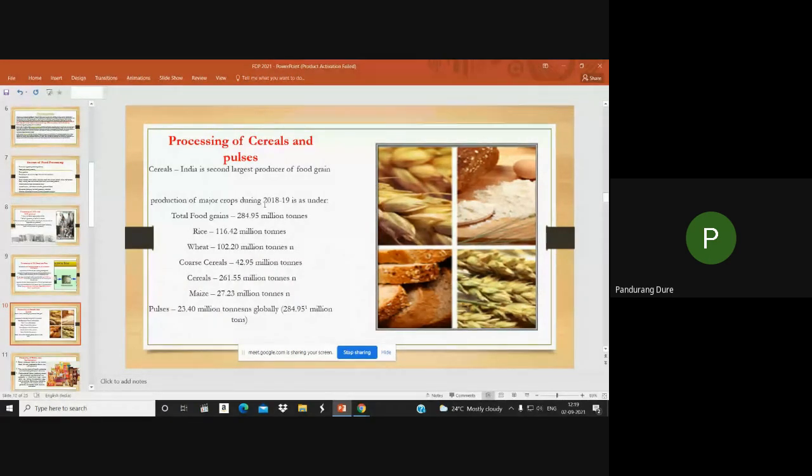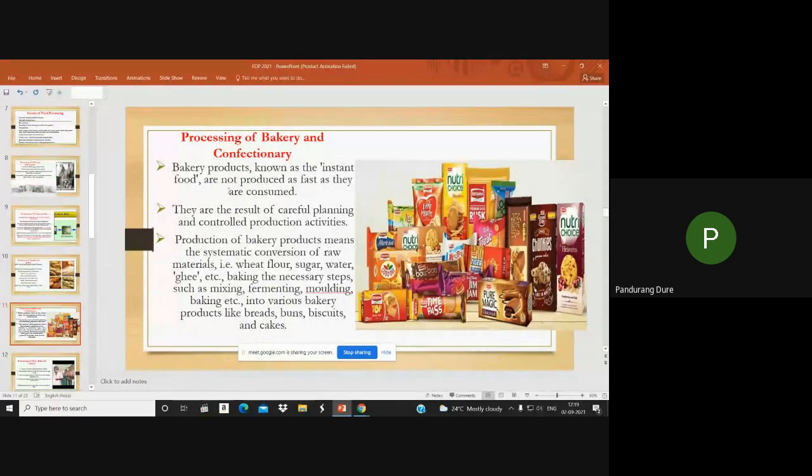The cereals and pulses which are produced in India are well stored through the FCI, that is the Food Corporation of India, under the central government. Then the processing related to cereals and pulses: everyone knows the instant food, that is bakery. Bakery and confectionery products are not produced as fast as they are consumed, and as a result the demand for bakery products increases day by day.